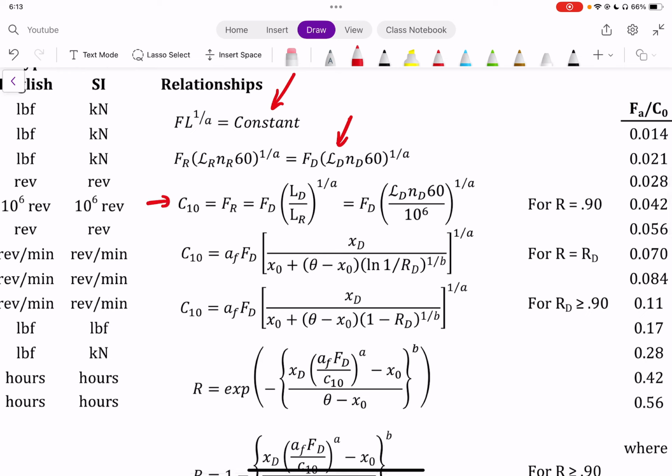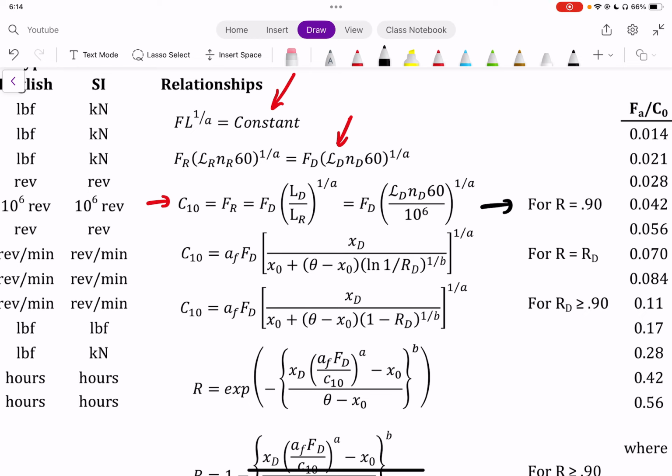And here we can see that C10, which is what you're looking for in your catalog, is equal to FD, or force desired, times LD over LR to the power of 1 over A. And just to simplify this, you can also write it in the terms written right here, with your life in hours and your ND in revolutions per minute. And you can see that this equation is valid for R equal to 0.9. So if you don't have a change in reliability, you can just use this equation for R equal to 0.9, and it makes it a lot simpler, where LR is equal to 10 to the 6th.